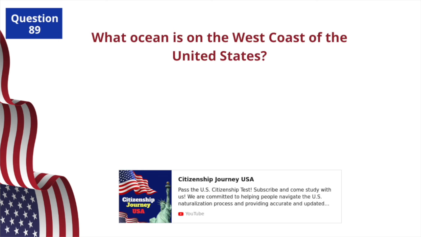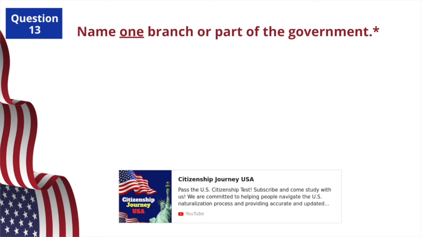What ocean is on the west coast of the United States? Pacific Ocean. Name one branch or part of the government. Congress.